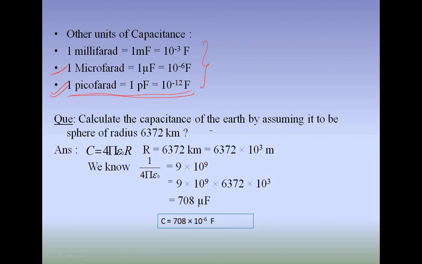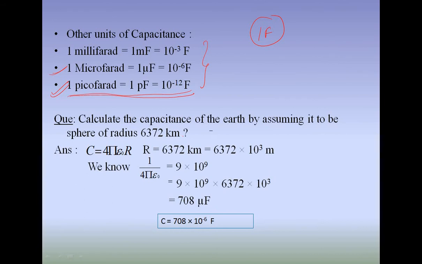So capacitance, 1 farad capacitance is a very big value, okay, and if you want to know how big it is, you can see with the help of this example I am telling you now. This numerical is: calculate the capacitance of the earth by assuming it to be a sphere of radius 6372 kilometers.